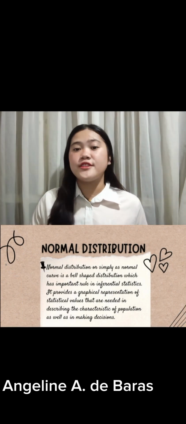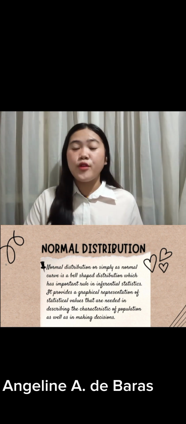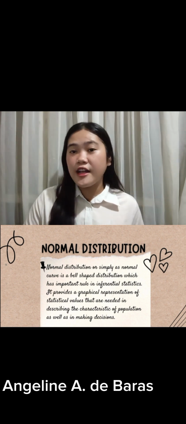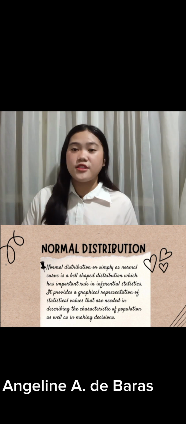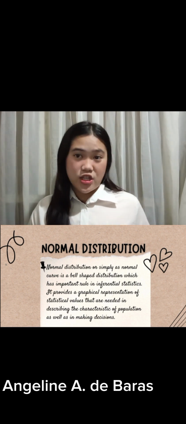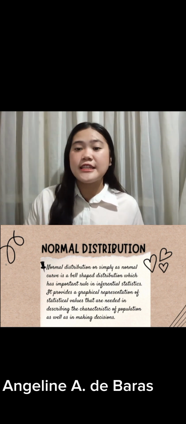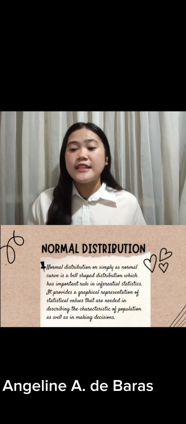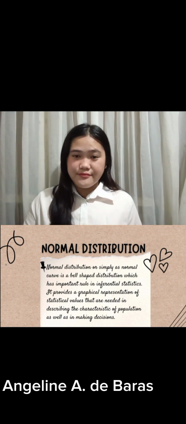Normal distribution, or simplified as normal curve, is a bell-shaped distribution which has an important role in inferential statistics. It provides a graphical representation of statistical values that are needed in describing the characteristics of a population as well as in making decisions. So it is the most important probability distribution in statistics. Also, it refers to a continuous probability distribution described by the normal equation.